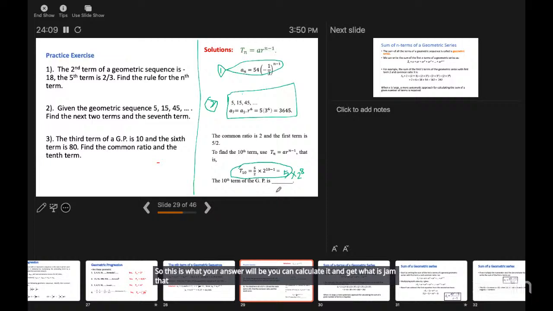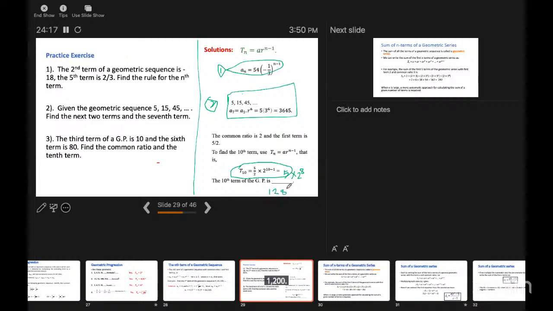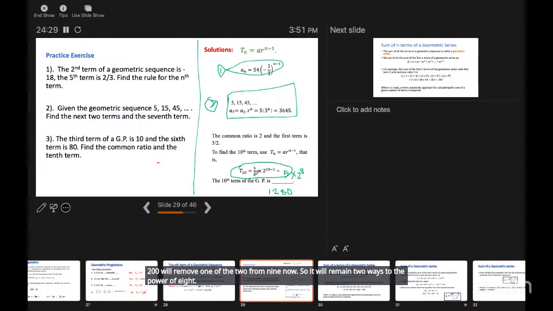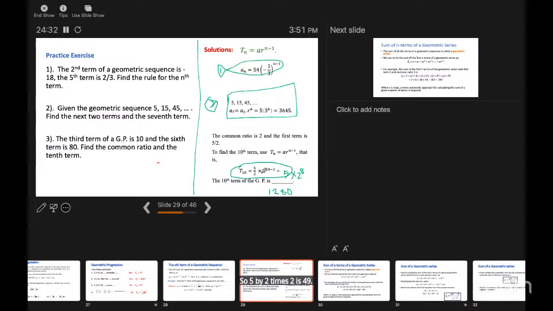What is the answer? 2 raised to the power 8 times 5. 1280. So is it 2 raised to power 8 or 2 raised to power 9? It's 2 raised to power 9. I have 5/2 times 2 raised to power 9. You remove one of the 2s from 9, so it remains 2 raised to the power of 8. By the time you simplify, it becomes 5 times 2 raised to power 8. Is the answer 320? No, 1280. This is what they tell me, and that's what I'm sticking to. I don't know whether that's correct or not.